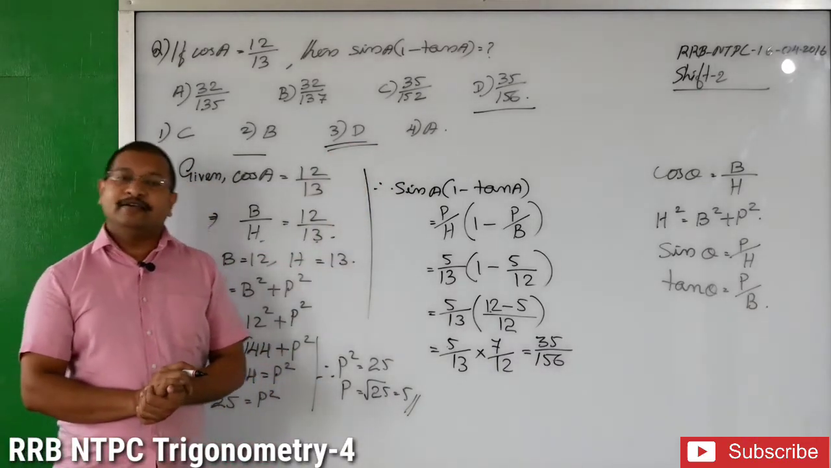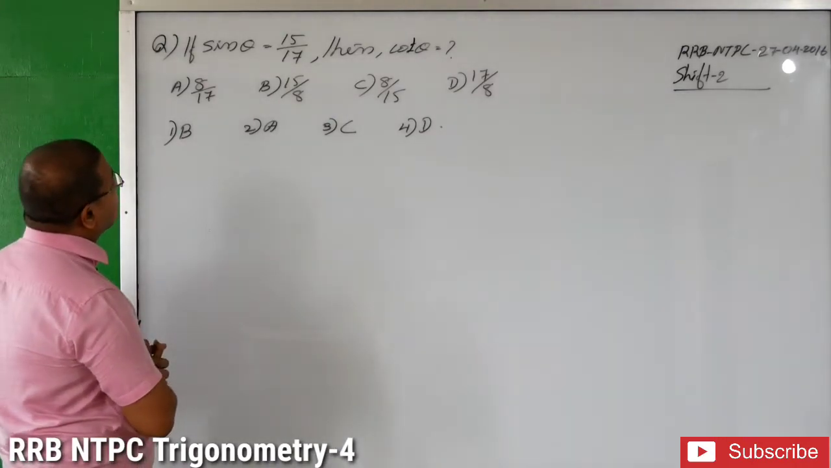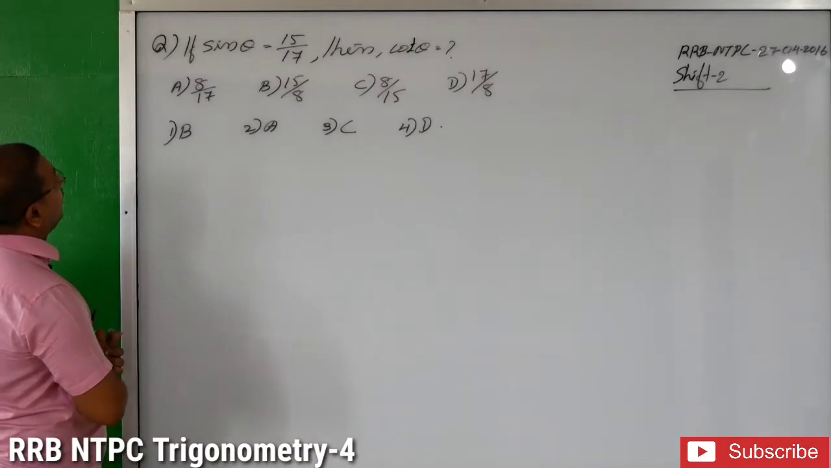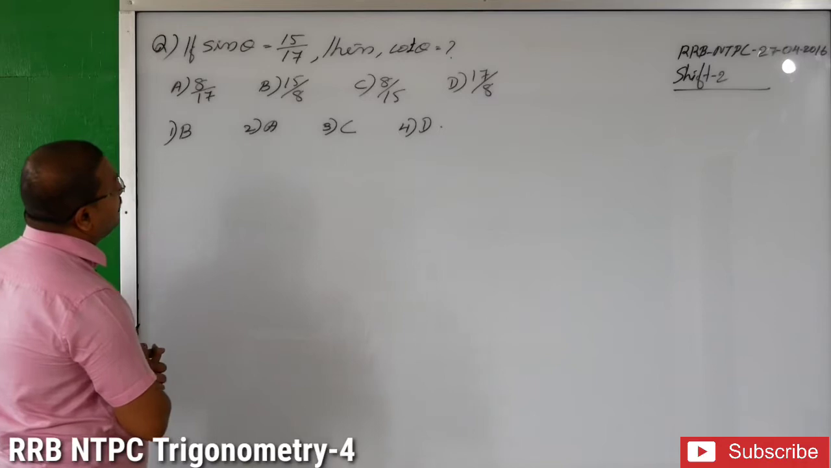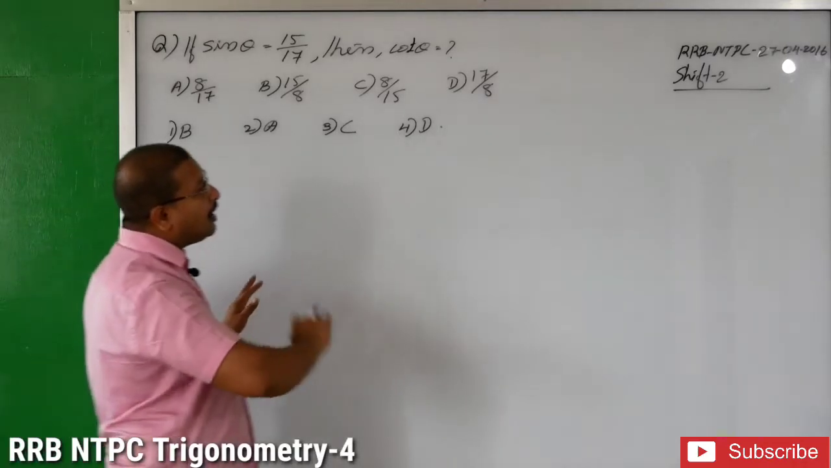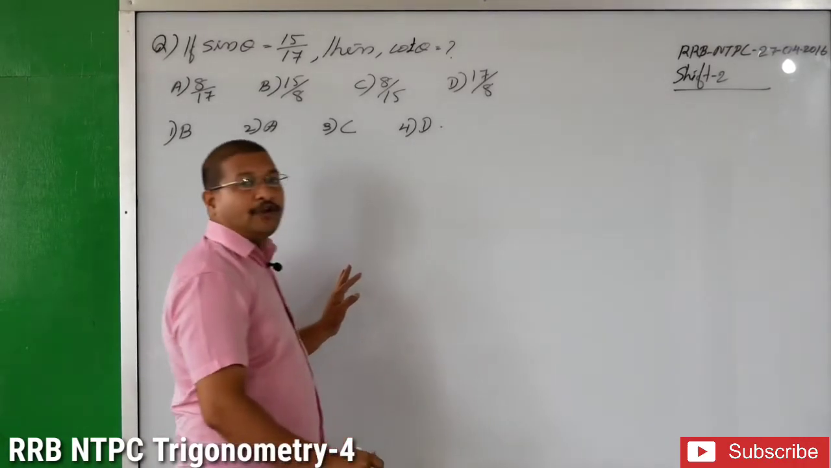Okay, let's go to the next question. I'll read the question once. If sin theta equals 15 by 17, then cot theta equals question mark. Answers are given: A 8 by 17, B 15 by 8, C 8 by 15, D 17 by 8. And after that, option is given. Ready? It came in RRB NTPC 27/4/2016, shift 2.